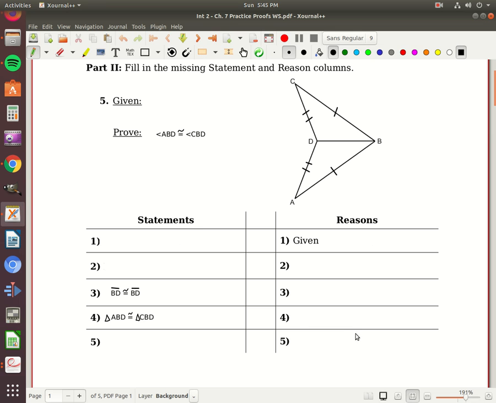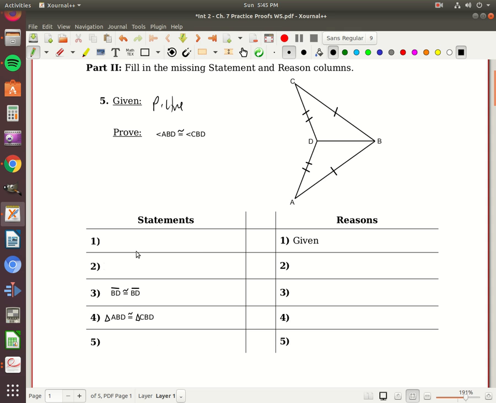And again, I would just ask you to prove this on your own. Pause and then see how far you can get and go from there. So given is the picture. That's really what's given. And then they're asking to prove this. So hopefully you can do this. Go ahead and pause it and see what you come up with.